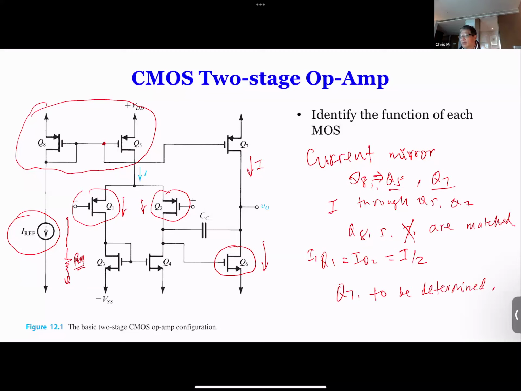Yeah. So now we identify all this. Q5 and Q7 are current mirrors. Q8 is the steering circuit, Q6 is an amplifier, and Q1, Q2 are amplifiers.